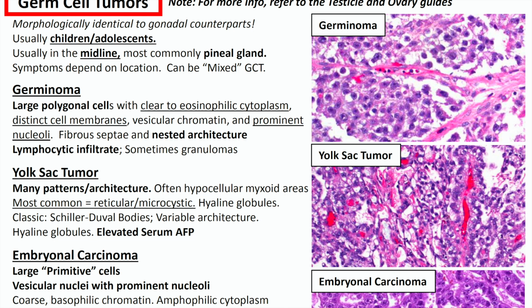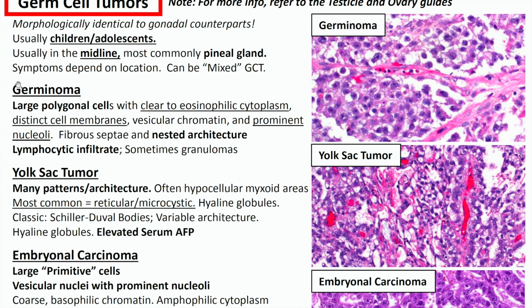All right, moving right along. So we got germ cell tumors. For more info, refer to the testicle and ovaries guide, but these are morphologically identical to their gonadal counterparts. Usually occurring in children or adolescents, usually in the midline, and most commonly in the pineal gland. Symptoms are going to depend on location. They can be a mixed germ cell tumor.